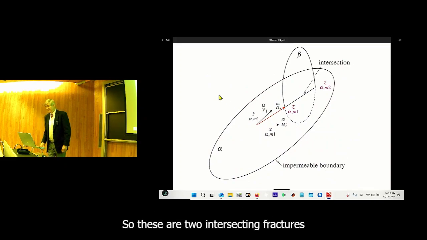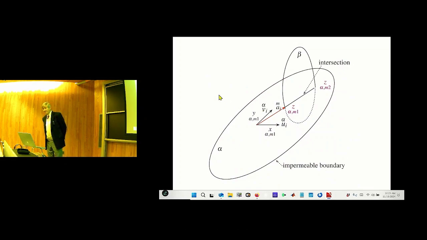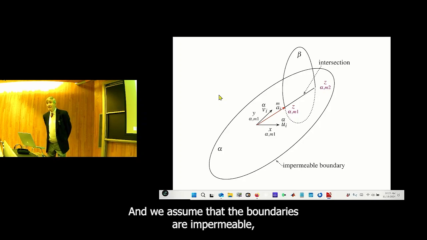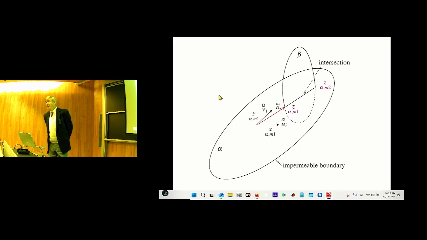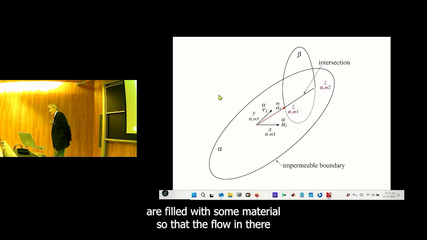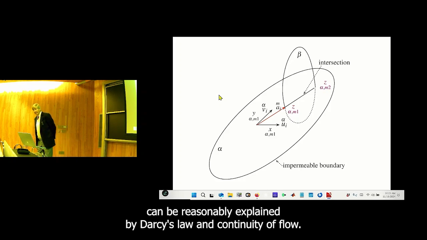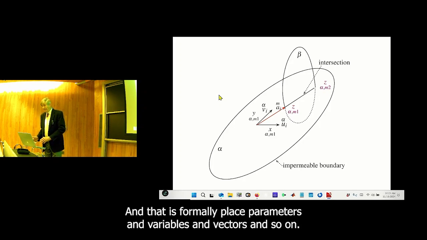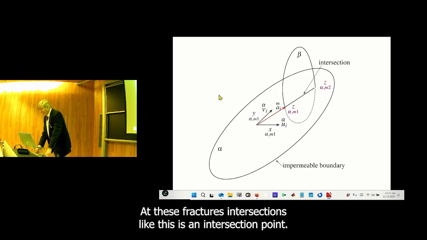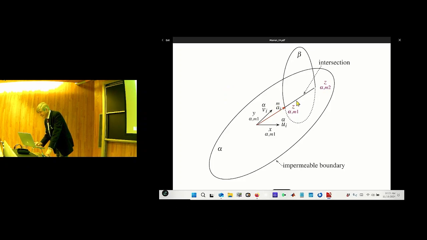So these are two intersecting fractures bounded by circles, and we assume that the boundaries are impermeable, that these planes, which are the fractures, are filled with some material so that the flow in there can be reasonably explained by Darcy's law and continuity of flow. And so there's a job we have to do, and that is formally place parameters and variables and vectors and so on at these fractures, intersections, like this is an intersection point, that's another one.